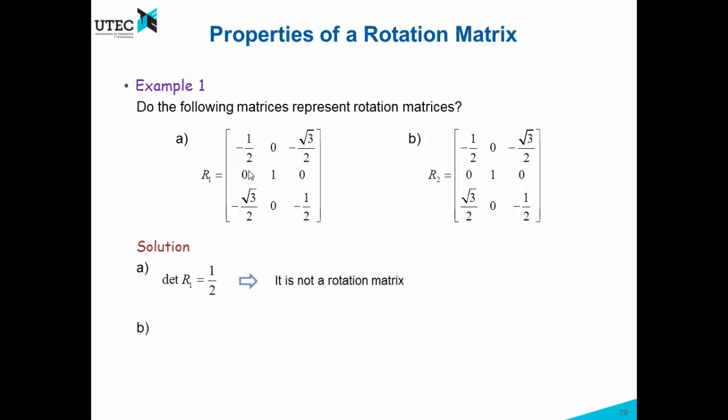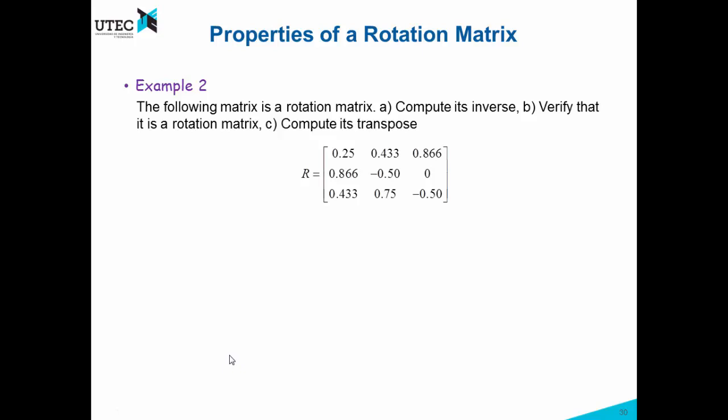Now for part B, we compute the determinant and we get that it is plus 1. We compute the matrix R2 times its transpose, and in this case we obtain the identity. So if these two conditions are satisfied, we can conclude that it is a rotation matrix. In this example, we know that this is a rotation matrix.